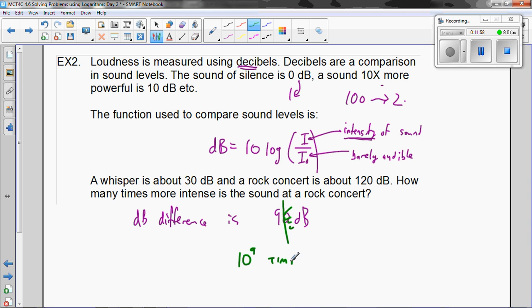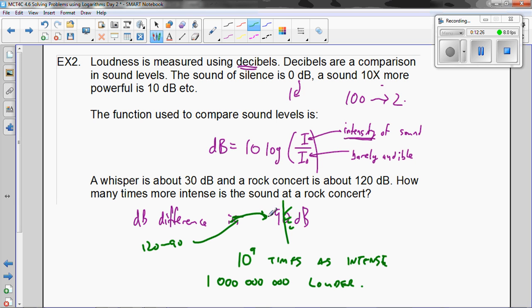But that's a big number, right? 10 to the exponent 9 is 9 zeros. A billion times. A billion times louder. And again, instead of doing the big long calculation, this is enough. Show me the decibel difference, the 120 minus 90, cut off the 0, put it to the exponent 10, and you're good to go.